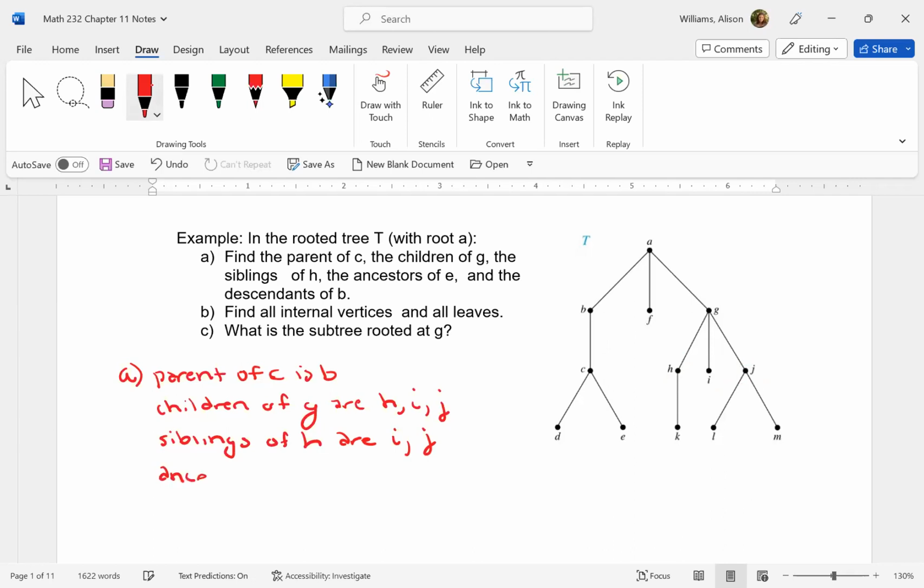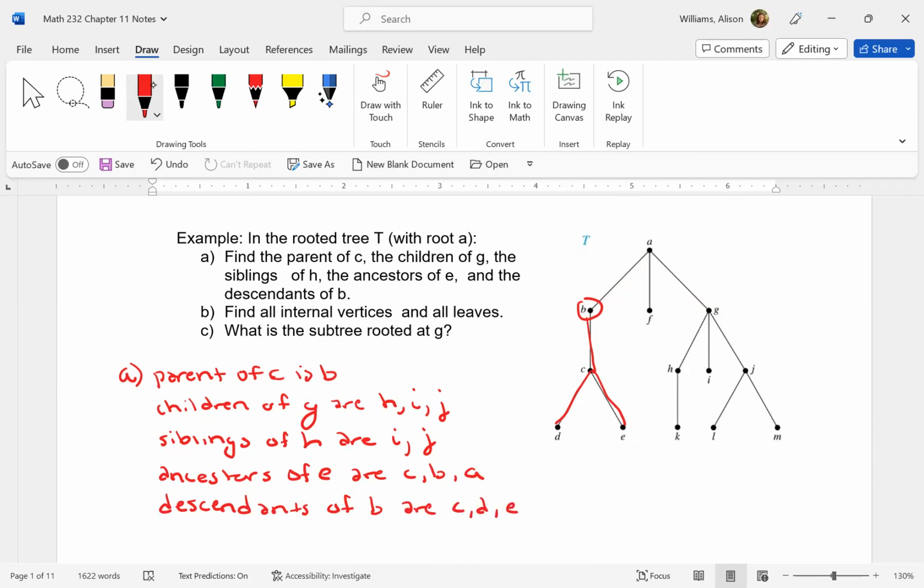Ancestors of E. Okay, so E is down here, and that would be basically every vertex connected to E backwards. So C, B, and A. And then descendants of B. So these are all the ones that path downward. So here's B. Descendants would be C, and then two children off of C. So D and E, all of those are C, D, E.